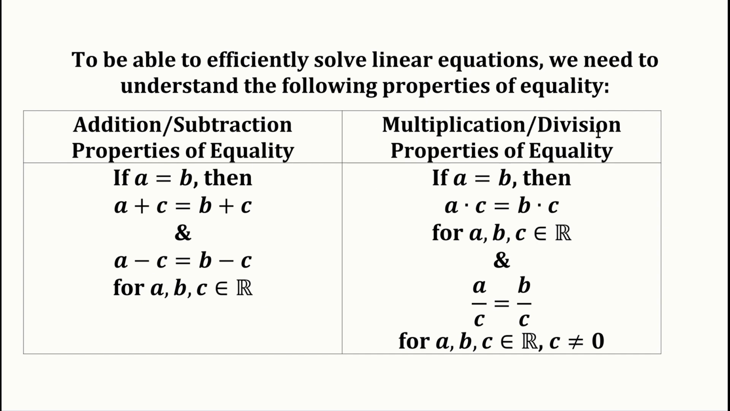The multiplication and division properties of equality are basically the same properties, but with respect to multiplication and division. So given an equation a equals b, you can multiply both sides by the same constant, and you can divide both sides by the same constant. Of course, in the case of division, we need to add the extra requirement that the number you're dividing by should not be 0, because as we know, division by 0 is undefined.